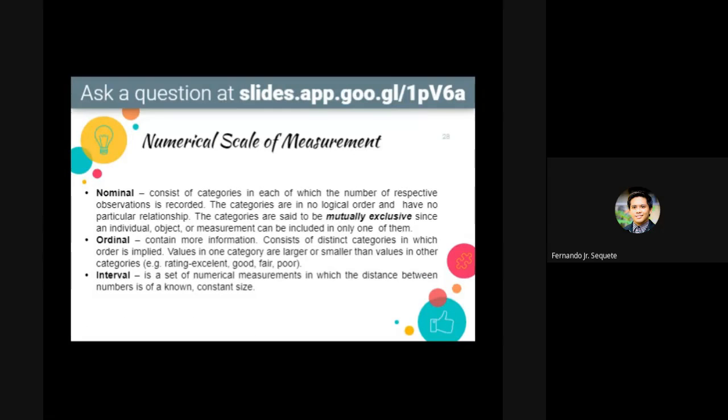Okay, I'm sure you are very familiar with the term interval, no? Kanang maingon ta nga 31 to 51. That is what we call interval. It is a set of numerical measurements in which the distance between numbers is of unknown and then constant size na siya. So pag maingon ko nga, okay, 31 to 51, pila man ang distance ano niya, klaro. And the next interval, the same pa rin ang distance between the number.